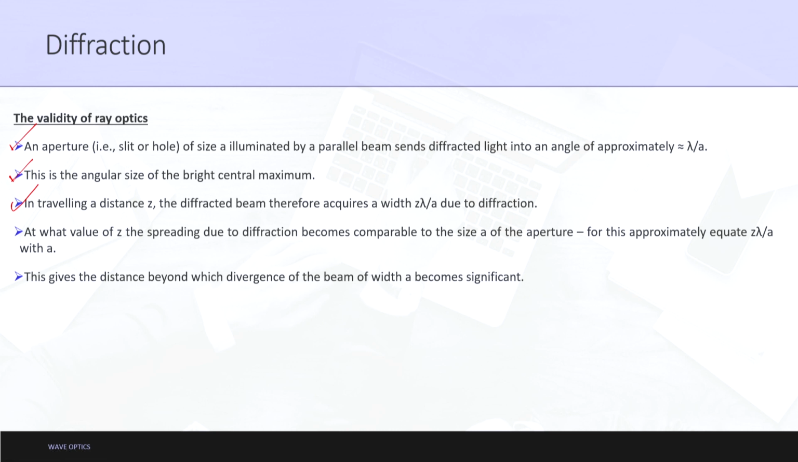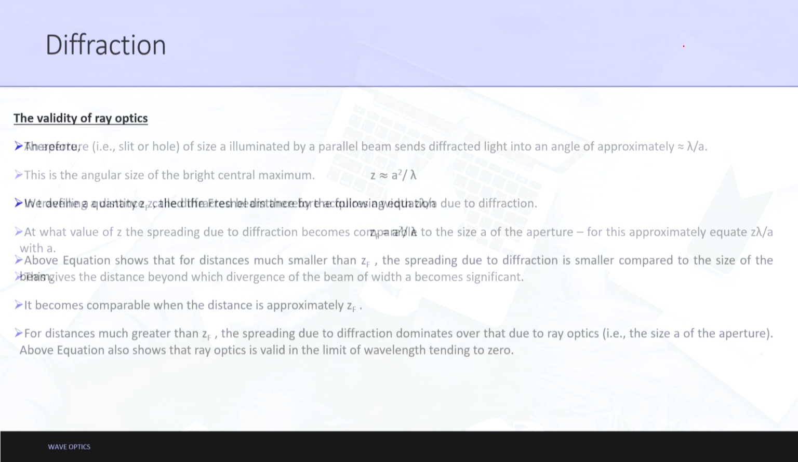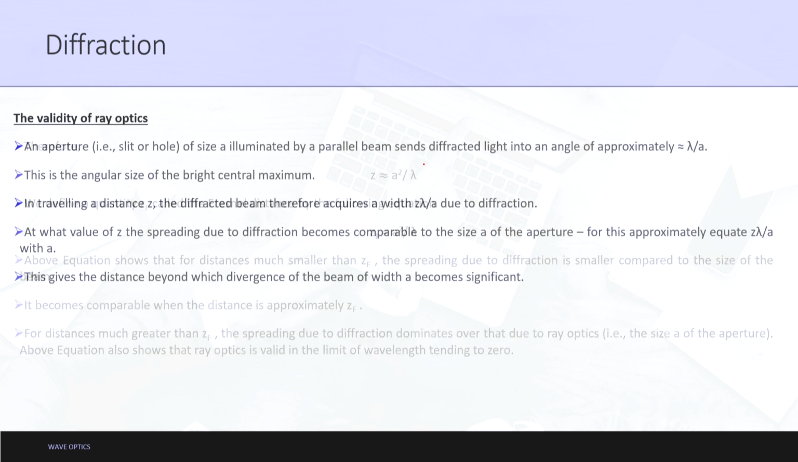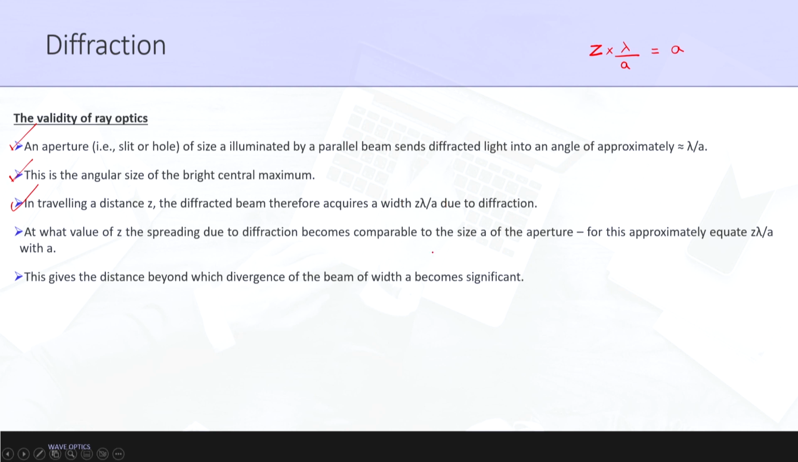Now the question is being asked: at what z does the spreading due to diffraction become comparable to the size A of the aperture? It will happen when we approximately equate z lambda by A with A. So we just need to find the value of z, where z is the variable, similar to x, such that this width is approximately equal to A. Then simple mathematical calculation gives you z is approximately equal to A square by lambda. What is the significance of A square by lambda, I will convey to you. First let me just iterate this again. So this concept is done.